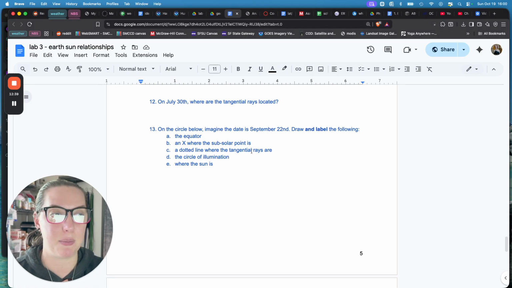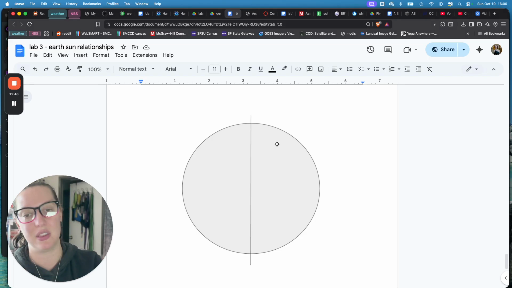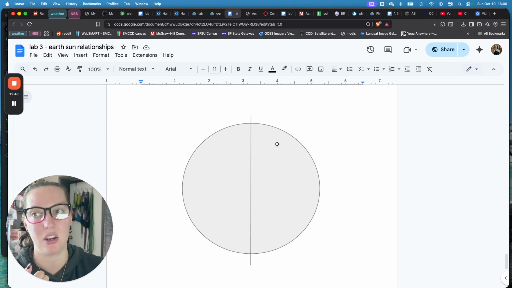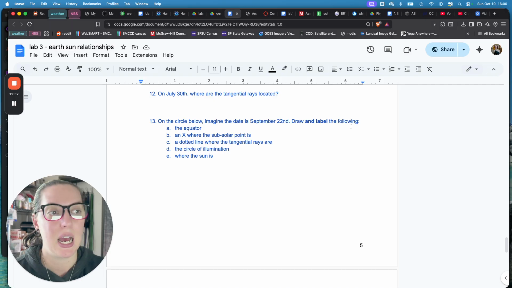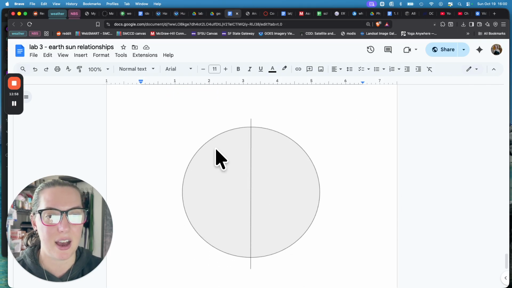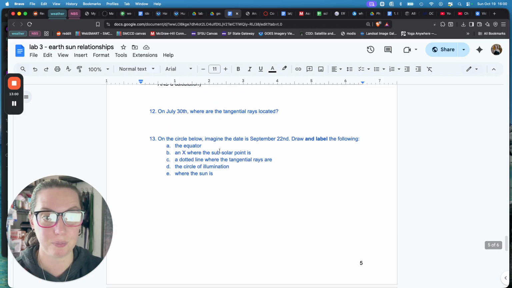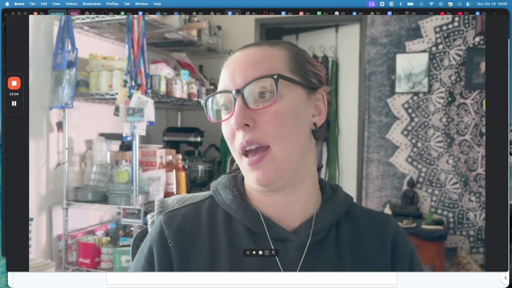And then lastly, number 13, you're going to do, again, just some more drawing here. And once again, if you don't have access to a printer to print this out, just make your own sketch on a blank piece of paper and draw and label the following, these various lines, estimations of where these lines are at for September 22nd. So that is essentially the lab for this week.